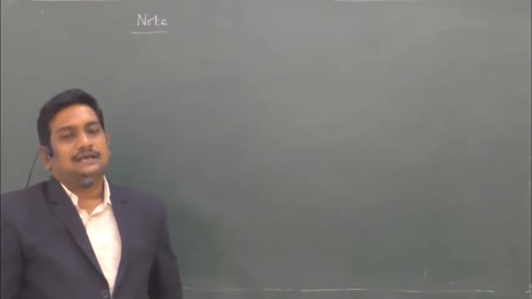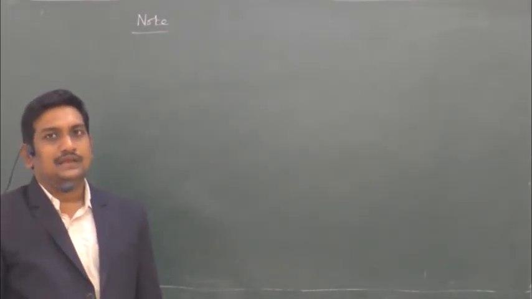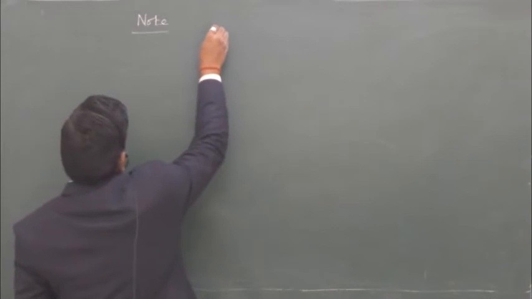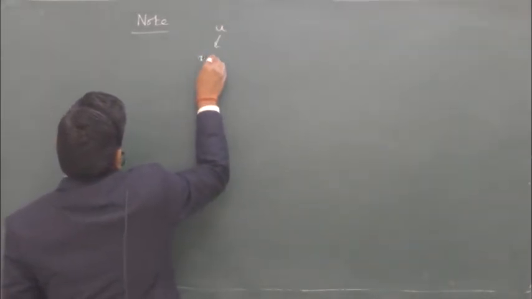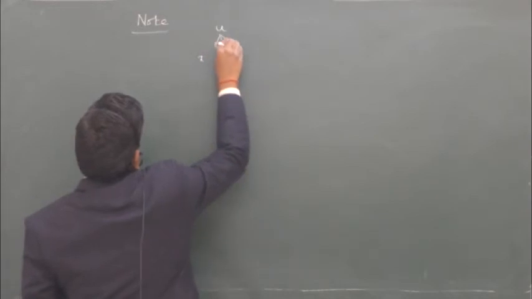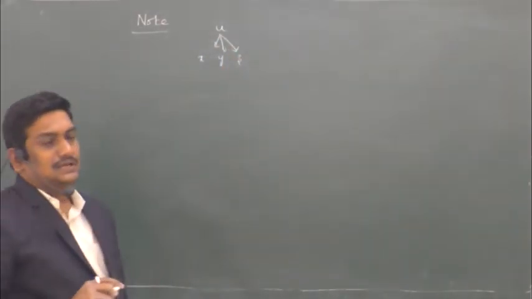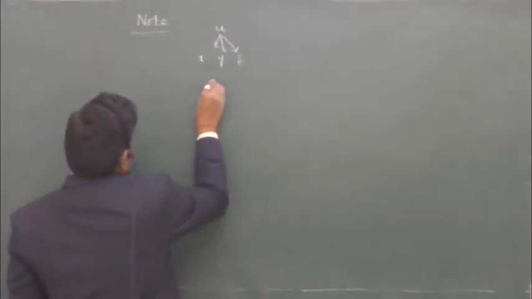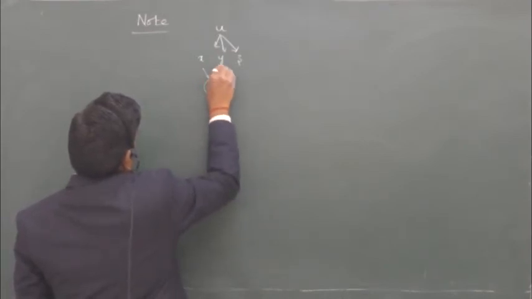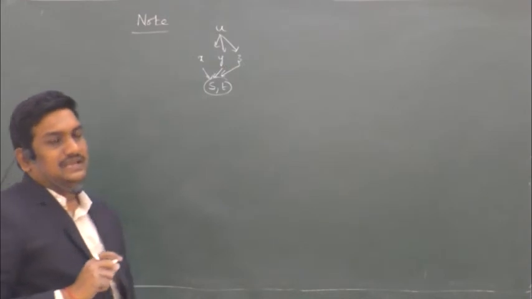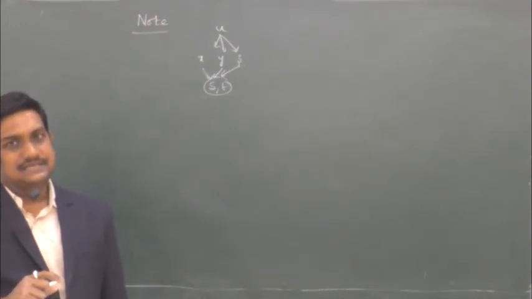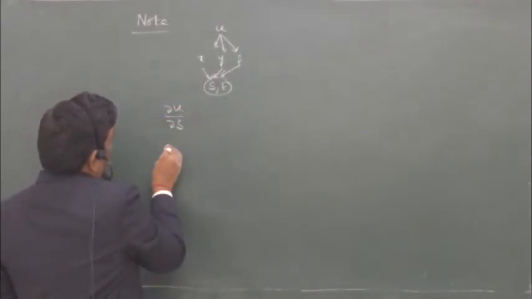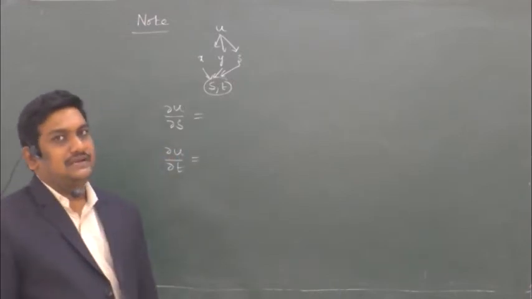Now let us see another formula in the chain rule. Suppose u is a function of x, y, z, and assume that each is a function of s, t. Then you can write formulas for dou u by dou s and dou u by dou t.